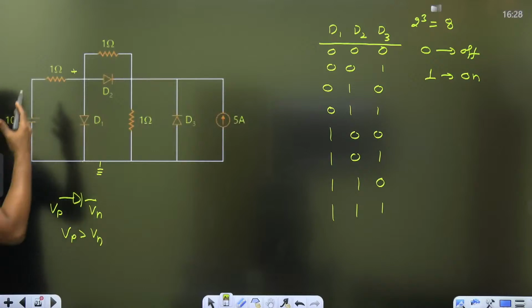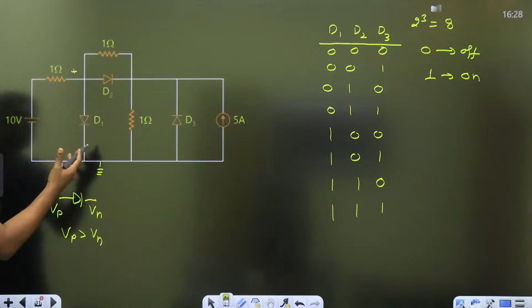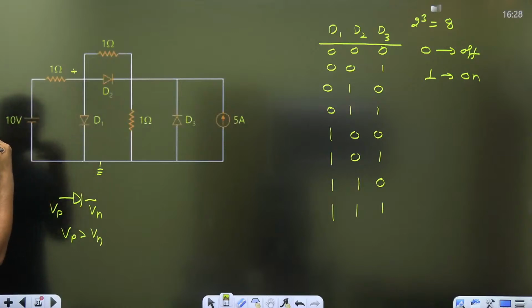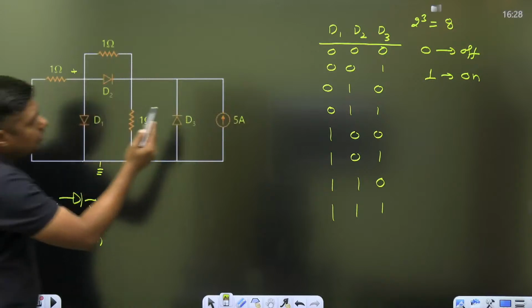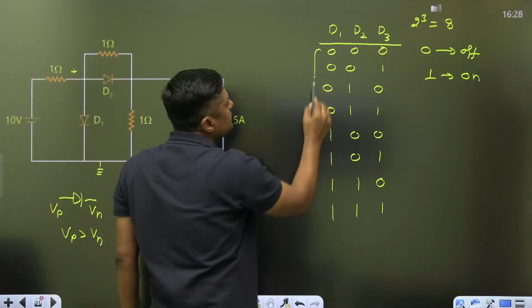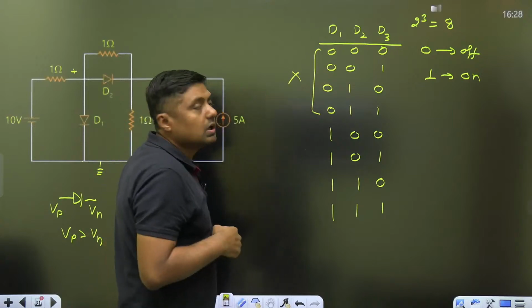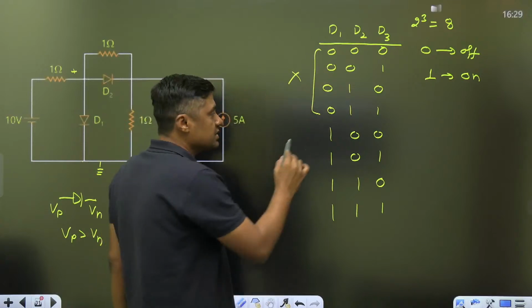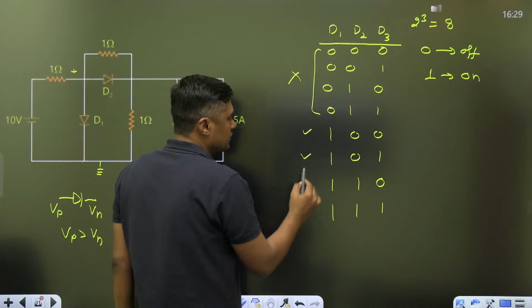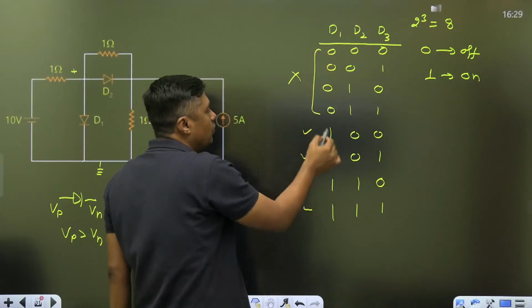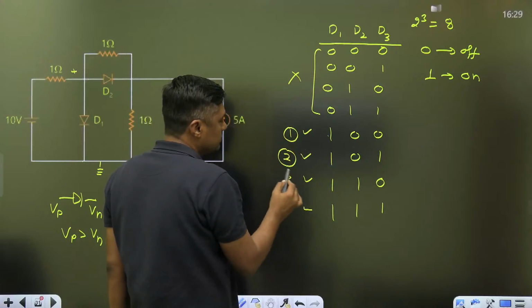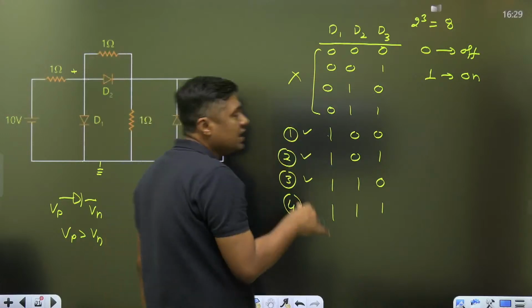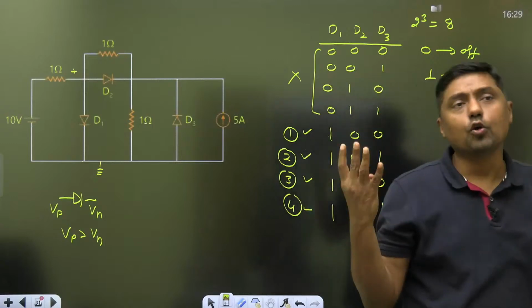Right? If you are saying that this diode is on, then what about these four conditions? Finished. Now you have to check only these four conditions. Because D1 is on, so 1, 2, 3 and 4. These are the applicable conditions only. So out of 8, we have to check only 4.